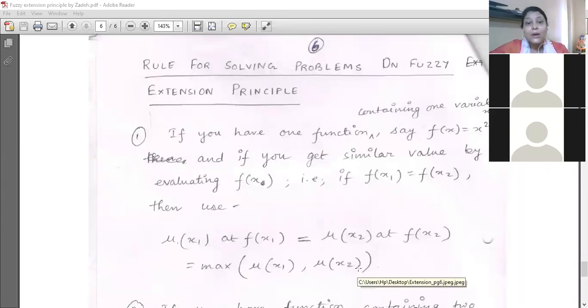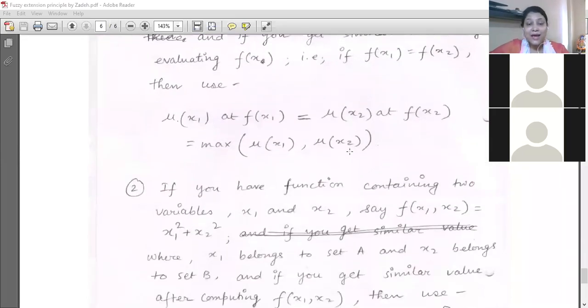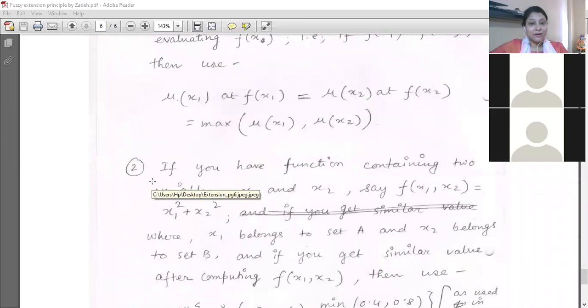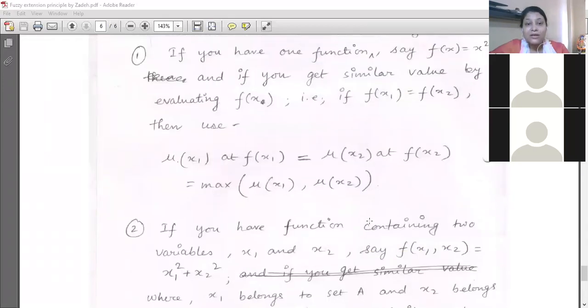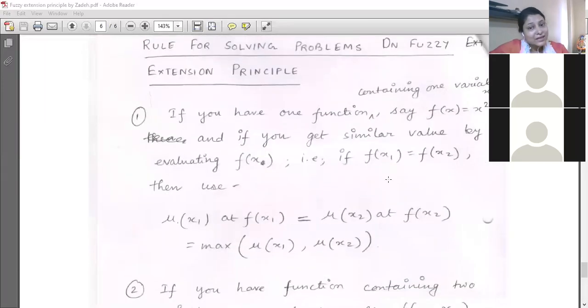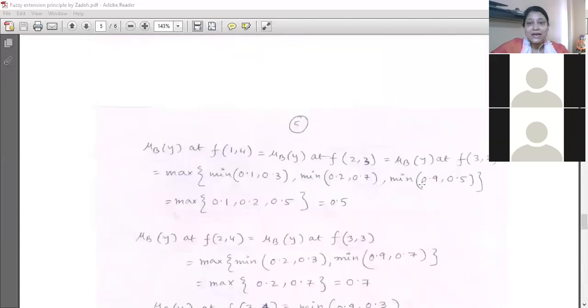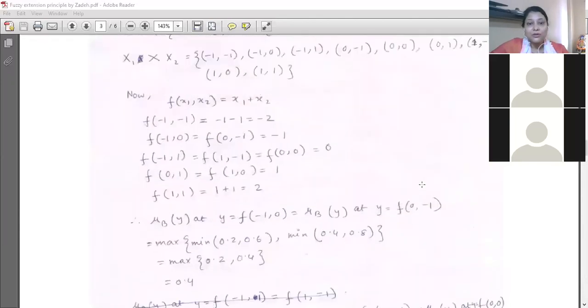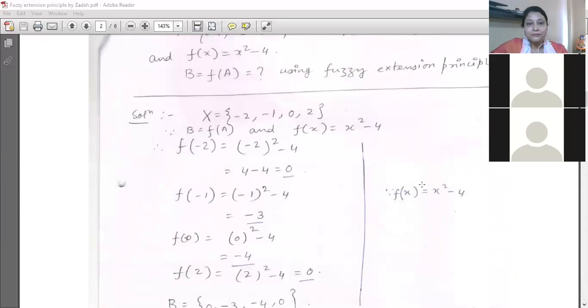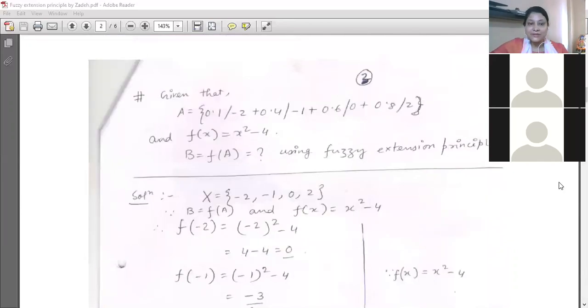But obviously, we can expect more than one variable as well. This is point number 2. That means if you have a function containing two variables like x1 and x2, I am coming to that in the second problem. Once this is clear, now I am going to show you the second problem, which is this. Suppose we are given that A equals like this.